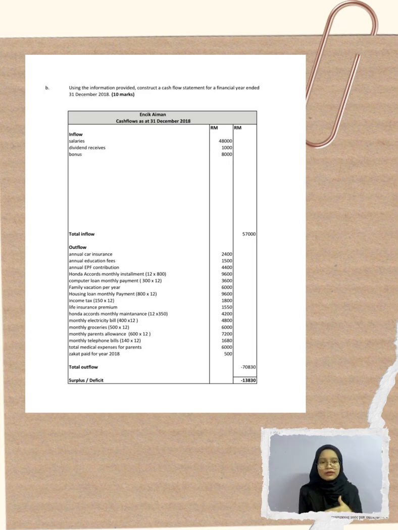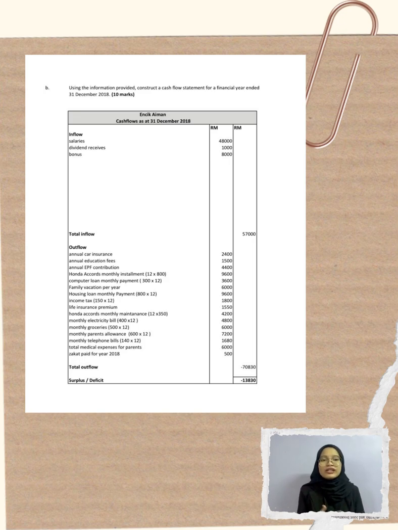Next, below inflow, put outflow that consists of all the money that Encik Aiman needs to pay. Read the instruction carefully because there will be amounts that you need to multiply by month, such as if the instruction says monthly payment, you need to multiply it by 12 months, and total all the outflow. Lastly, subtract outflow from inflow.